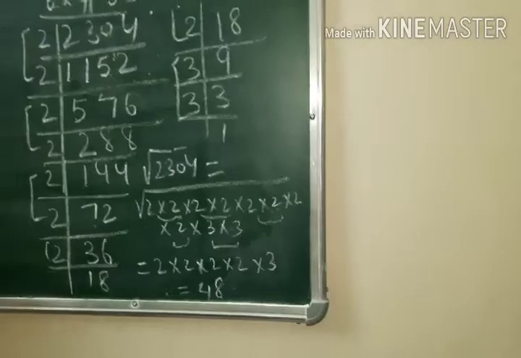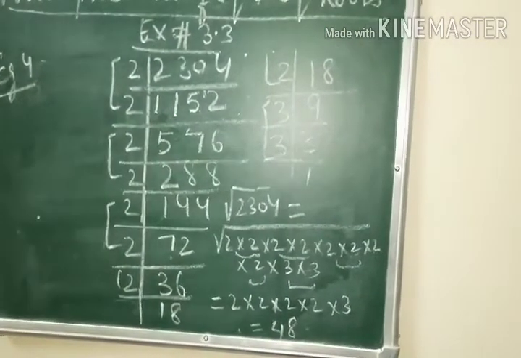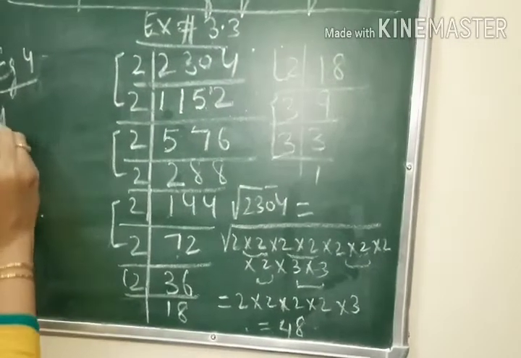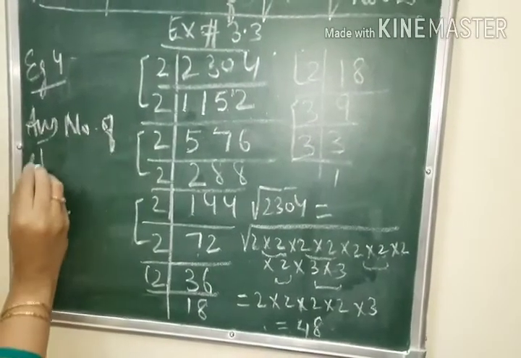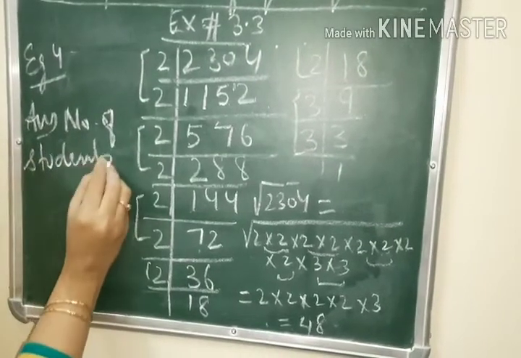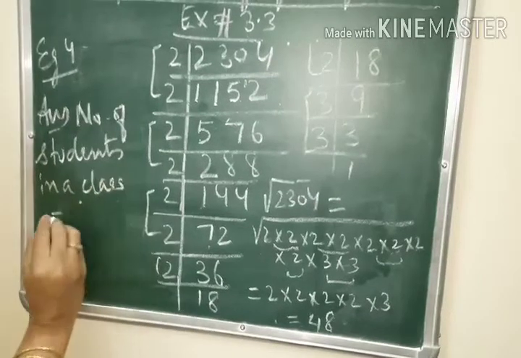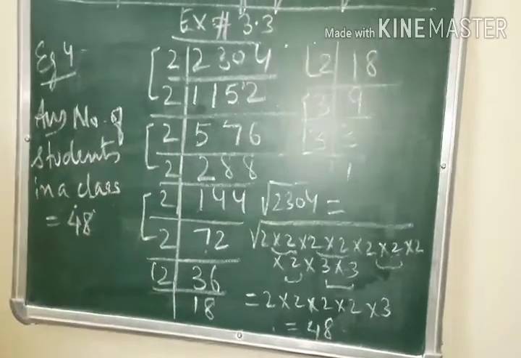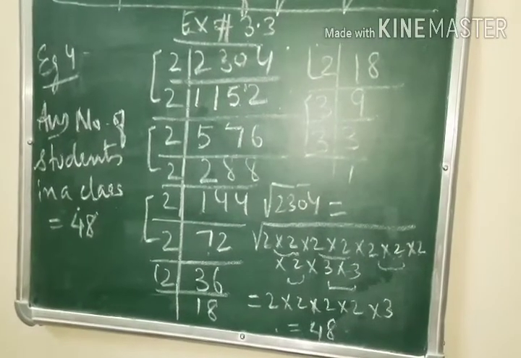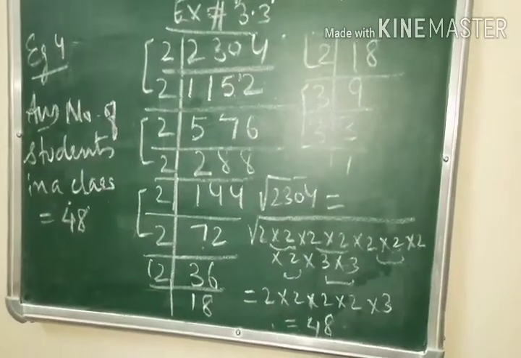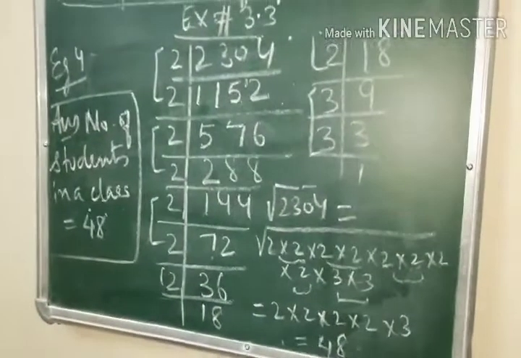So how will you write the answer? The answer is there in the question: find the number of students. So the number of students in a class is equal to 48. That means 48 students were there and each student has donated rupees 48. Then the total amount comes out to be 2304. So this is your answer for example number 4.